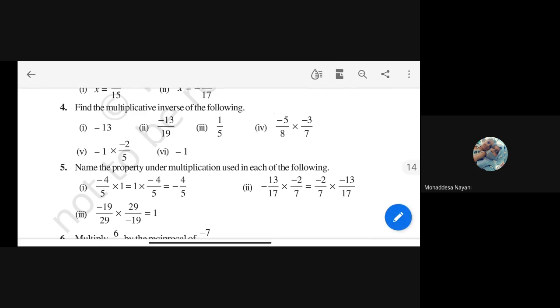Okay, now you can see question number 4. Find the multiplicative inverse of the following. Multiplicative inverse means we are changing the position of the number, from numerator to denominator and from denominator to numerator. Clear all of you? Yes, sir. Okay, so we are writing here, for example, minus 13 by 19.